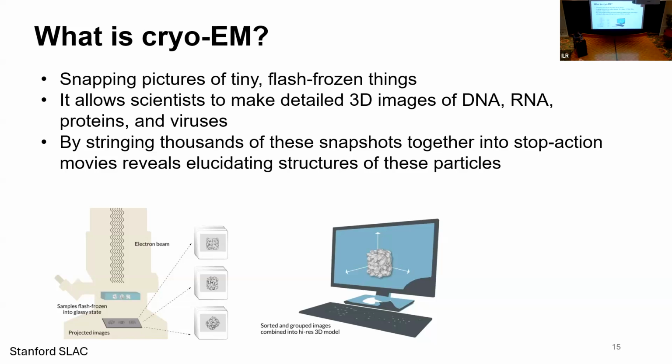And here's a general image: you have an electron beam, and here are your samples that are flash frozen into a glassy state. Because of this, it casts a shadow on the detector here, giving us images that we then have to take into the computer to computationally resolve the 3D structure.